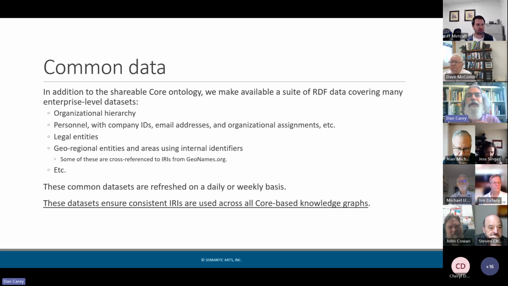We don't have people creating instances of organization IRIs that don't align. Everybody's using the same identifiers. We get consistent results. We have interoperable data.